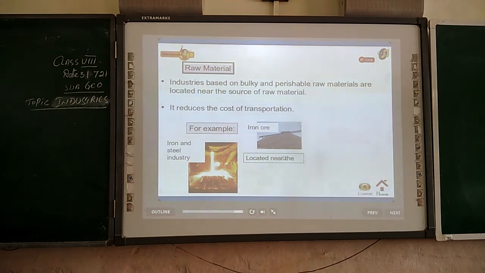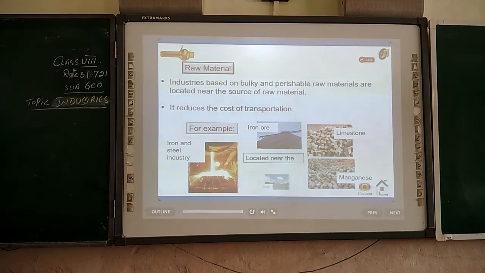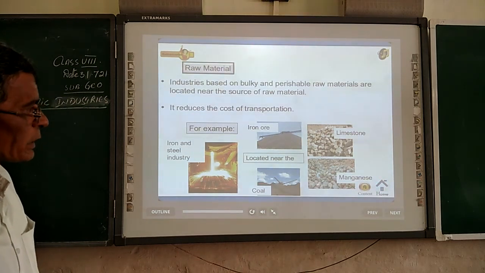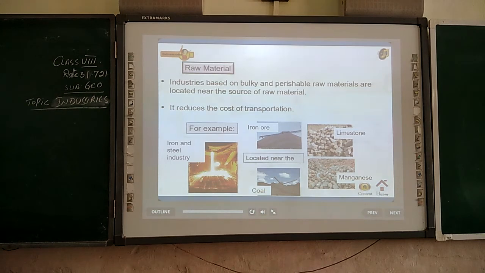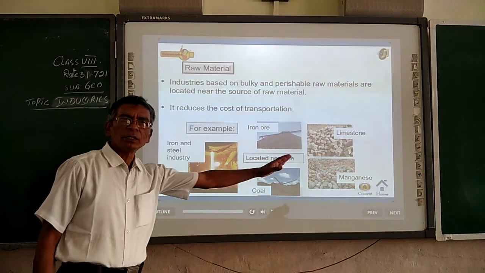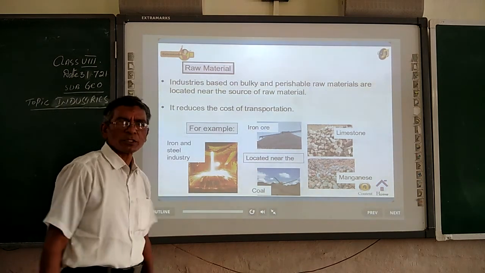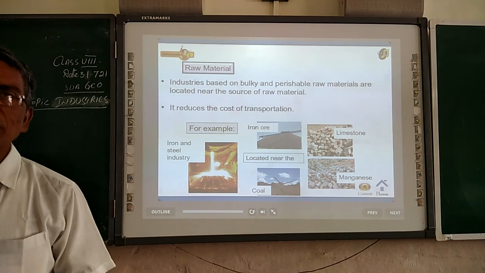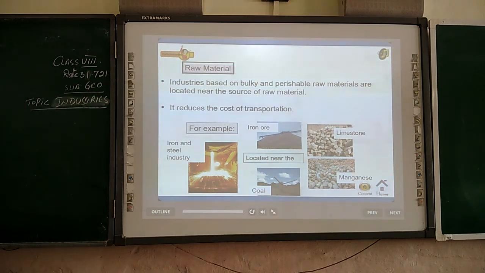Correct? Limestone, manganese, and coal. These are the raw materials: iron ore, limestone, manganese, or maybe coal. So therefore, these raw materials can easily be transported from here to this place. So here transportation becomes very easy and convenient.